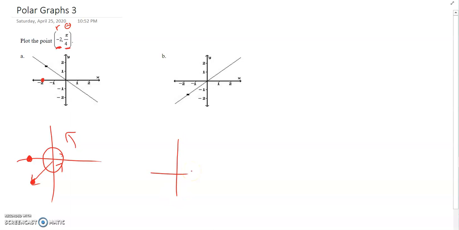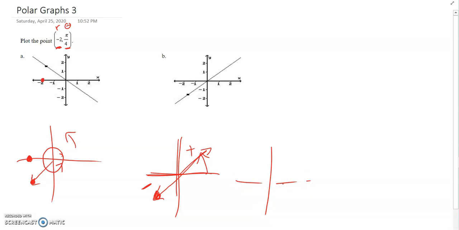Looks like B is plotted correctly. I would have rotated pi over 4 first, and then instead of going in the positive direction, I would just go in the negative direction there. This is the positive direction of pi over 4. This is the negative direction of pi over 4.